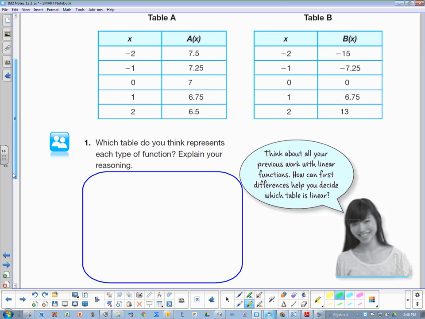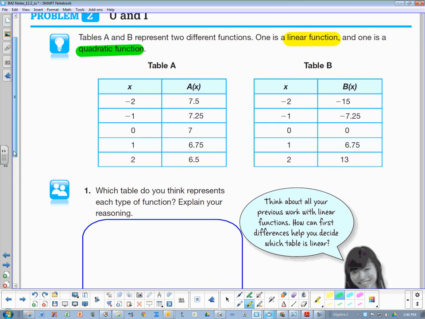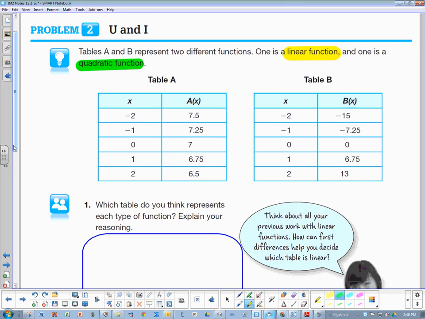It says, which table do you think represents each type of function? Well, I do know that if I'm dealing with a linear function, I'm dealing with a line, right? And I know it has a constant rate of change. So it's like walking downstairs. Rise, run, rise, run, rise, run, rise, run. So it's a constant rate of change.